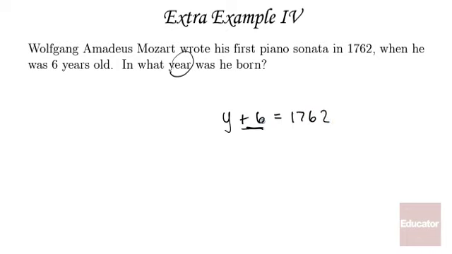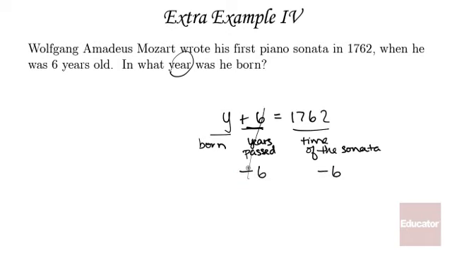So here's his age of 6, the year he was born. This is years past, because 6 years passed when he became 6 years old, and this equals the time of the sonata. So we're going to subtract 6 from both sides. That'll move us back in time 6 years. And the year that he was born was 1756. Let's check it and make sure that we're right.